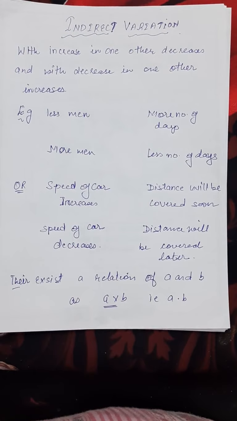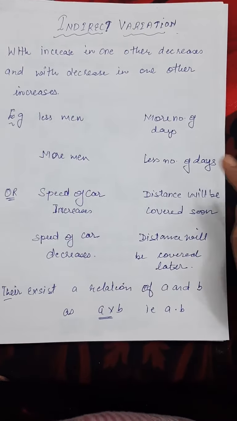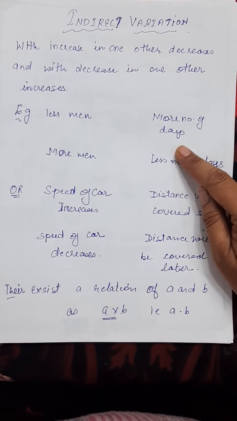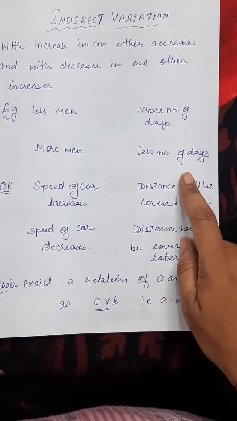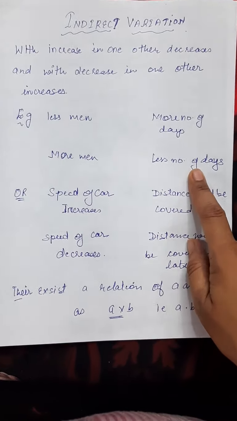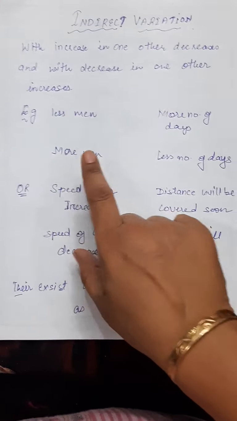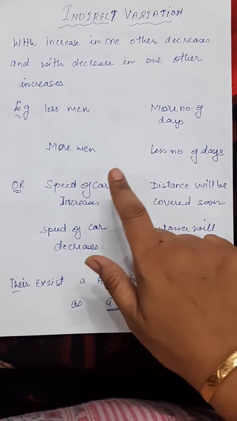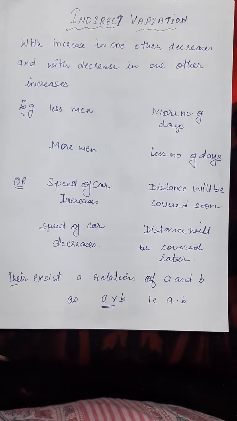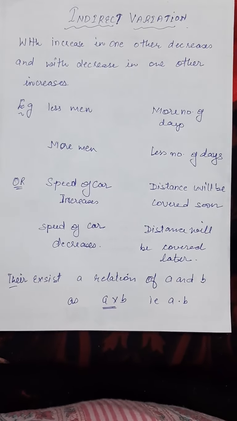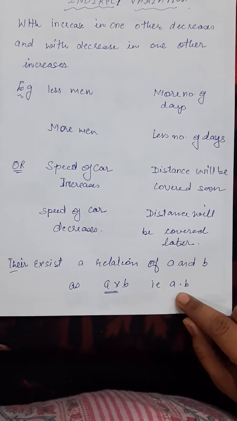I want to complete some work. If fewer men are appointed, it will take more days. And if I increase the number of men, it will take fewer days. Just see, fewer men, more days; more men, fewer days. So there exists a relationship which we call an indirect or reverse relationship. Under this, there is going to be a relation A into B.